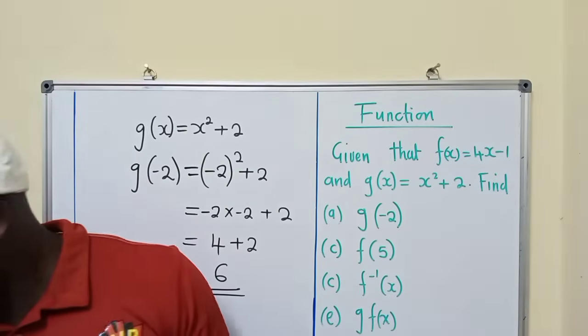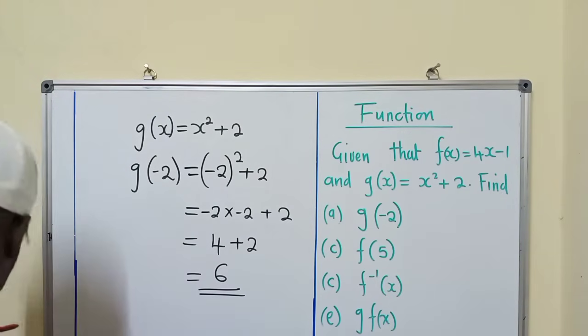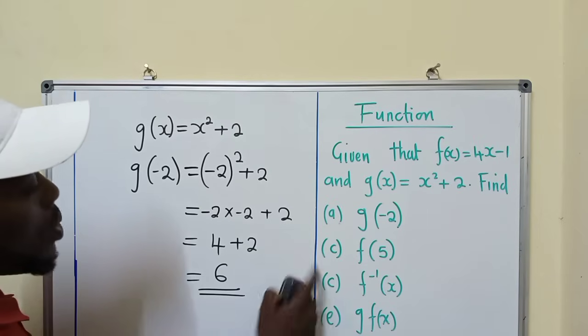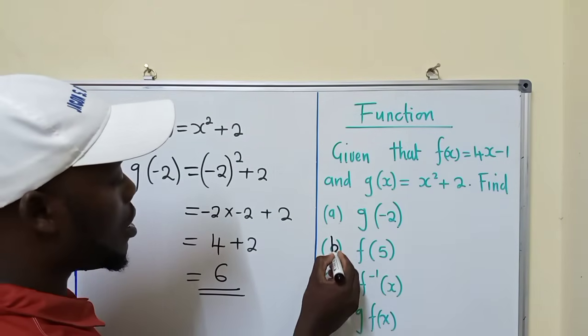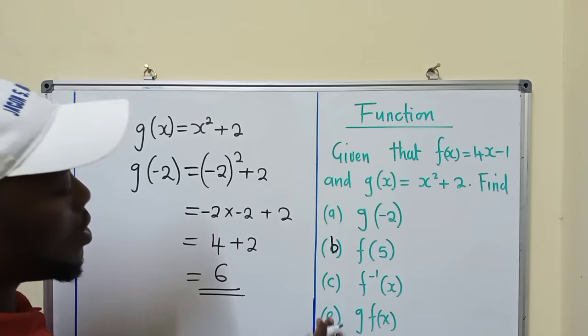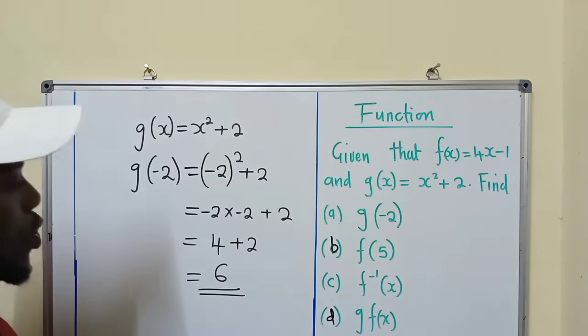Where is my duster? Okay, it's right here. Okay, so now we go to B. This is B actually. A, B, C. This is D. We now go to B.